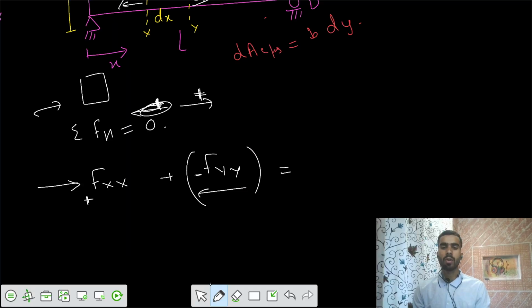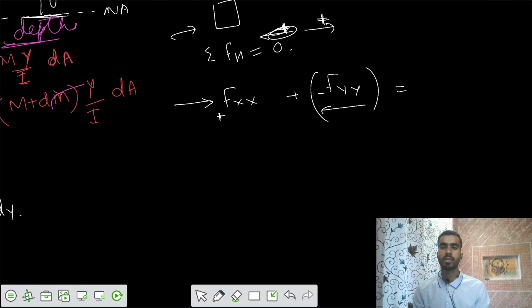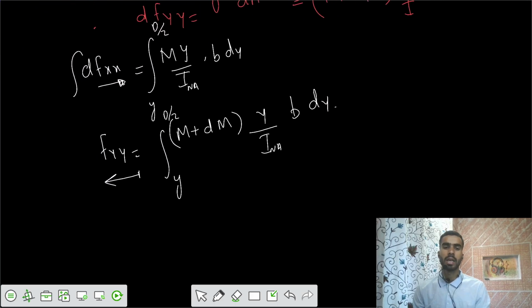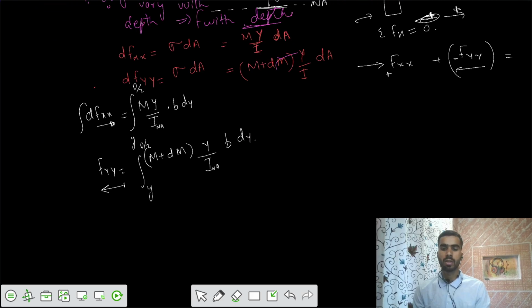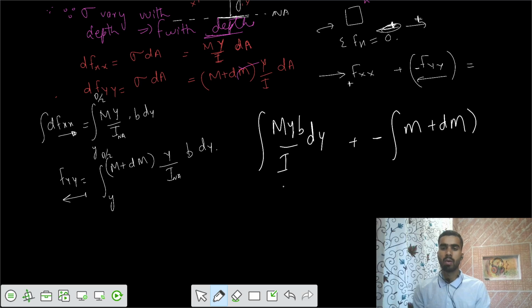And I would solve what is the value of that net force? It should be equal to 0, but we want to see whether it is 0 or not. Let's write the summation of forces: the integral of minus M y by I b dy plus (M plus dM) y by I b dy, and the limits are the same, from y to d by 2.